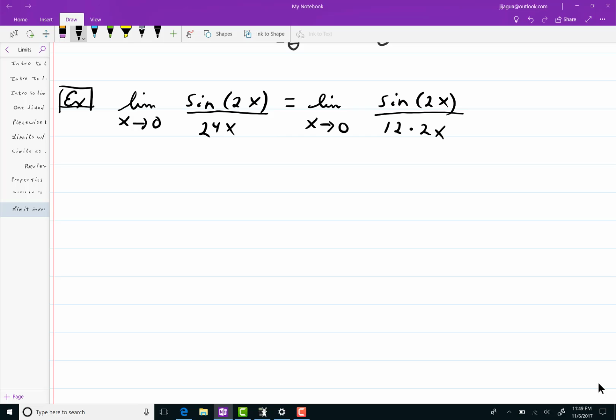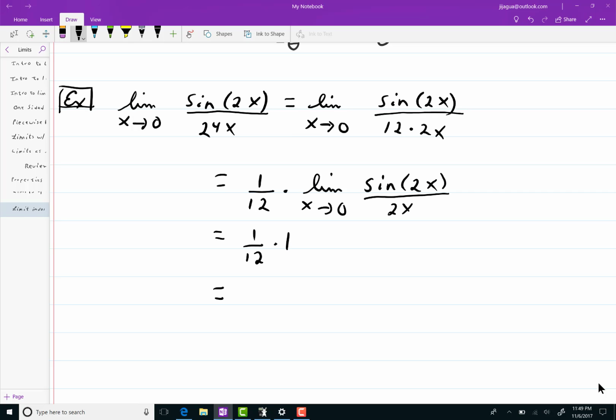Now the limit as x goes to 0 of the number 12 is just 12. So I can pull the 1 over 12 out front of the limit and now do the limit as x goes to 0 of sine of 2x divided by 2x. So here I had the same quantity in the numerator and denominator going to 0. Therefore that particular limit is 1. And so you get 1 over 12.